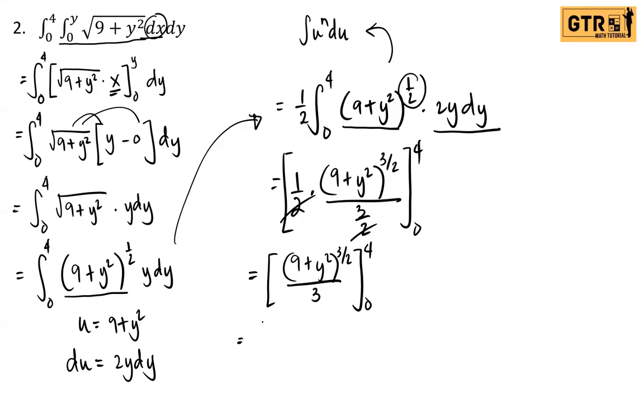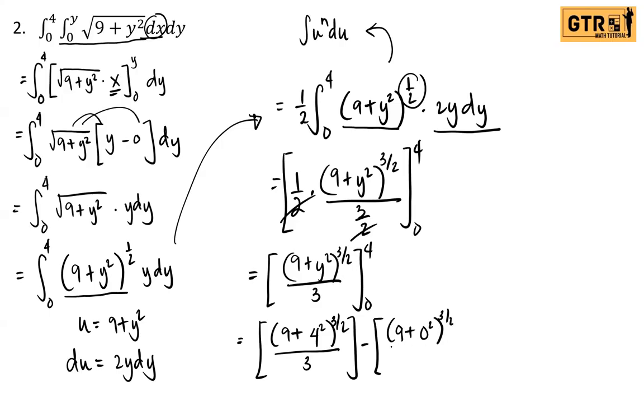Okay, so apply the limit. So we have substitute 4. So we have 9 plus 4 squared raised to 3 over 2 over 3, and then minus, substitute 0. So we have 0, or sorry, this is 9. 9 plus 0 squared raised to 3 over 2 over 3. So evaluate. So continue dito. So we have 4 squared.